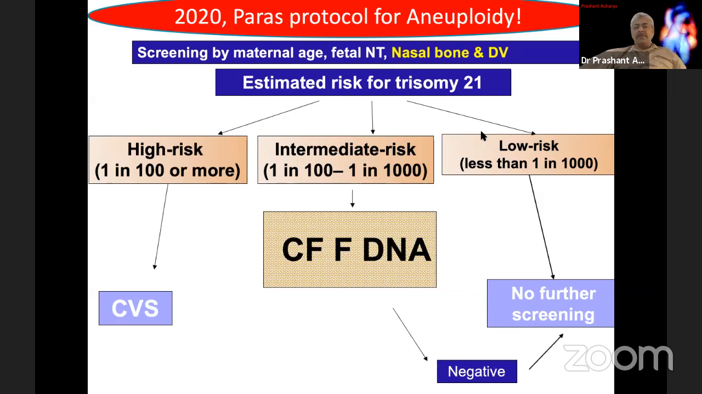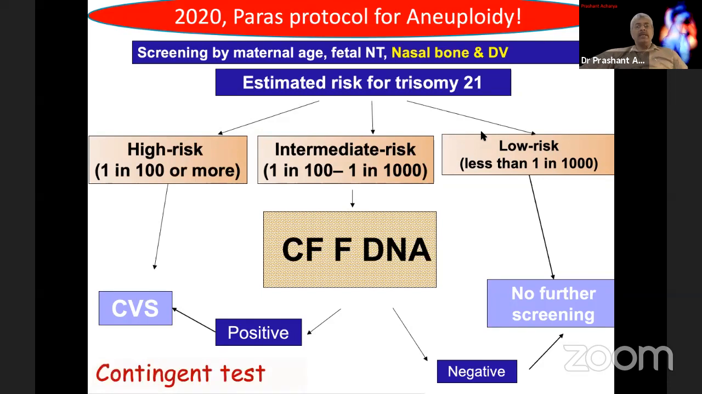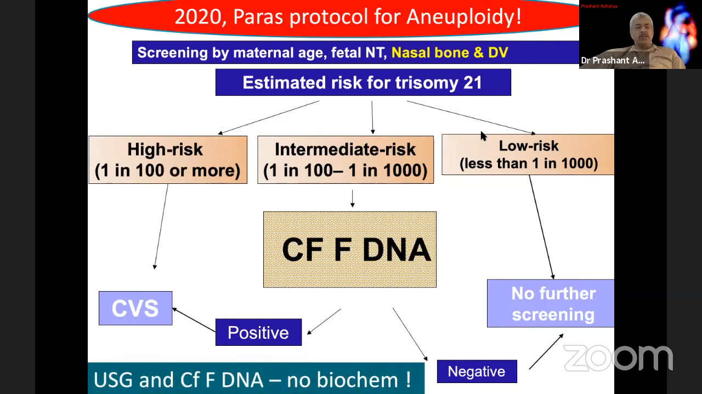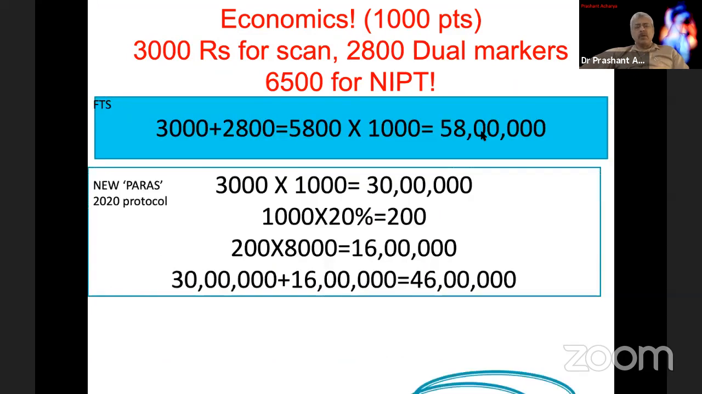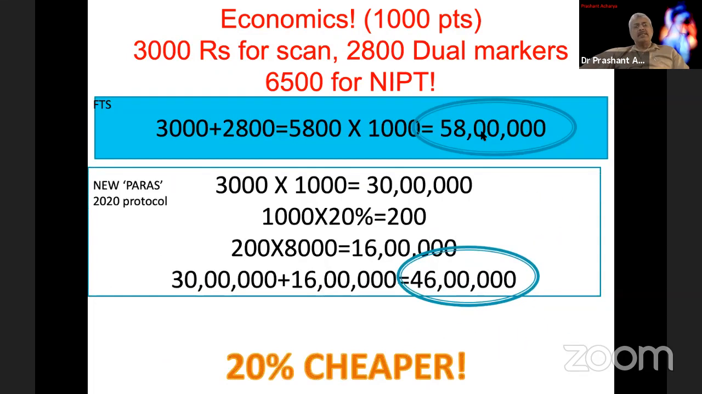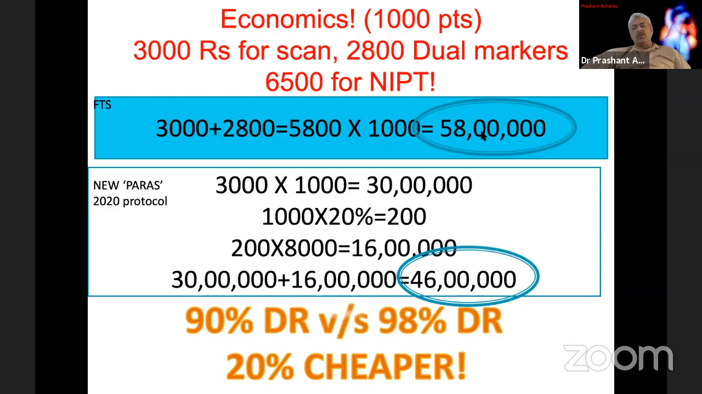Those who are negative, nothing is to be done. Those who are positive, it has to be confirmed by CVS, and that's how we follow your first trimester screening in contingent policy: ultrasound and cell-free fetal DNA. We don't utilize biochemical markers in all pregnancies because of cost effectiveness. It's 20% cheaper. This is economics. I'm Gujarati, and we will always think about the cost effectiveness of any protocol.